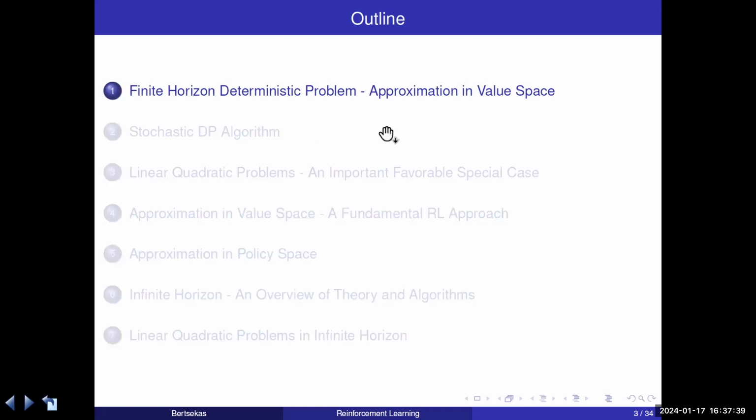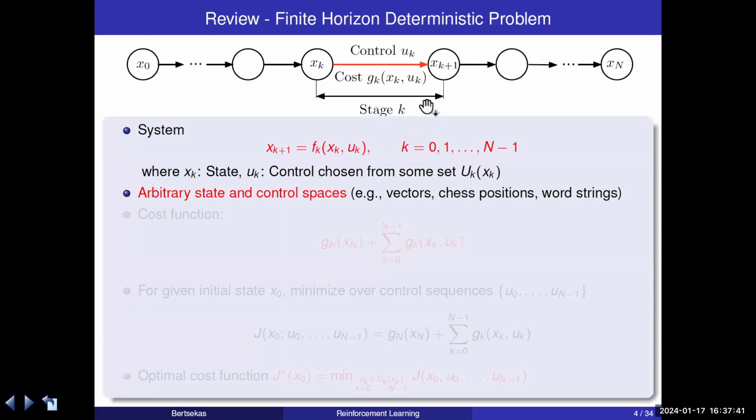So, review of finite horizon deterministic. Here we have a system that generates a sequence of states, x0, x1, and so on, up to a finite horizon n, up to xn. The next state is generated from a current state according to a system equation where the control enters. And the control is chosen from some set that depends on the current state.